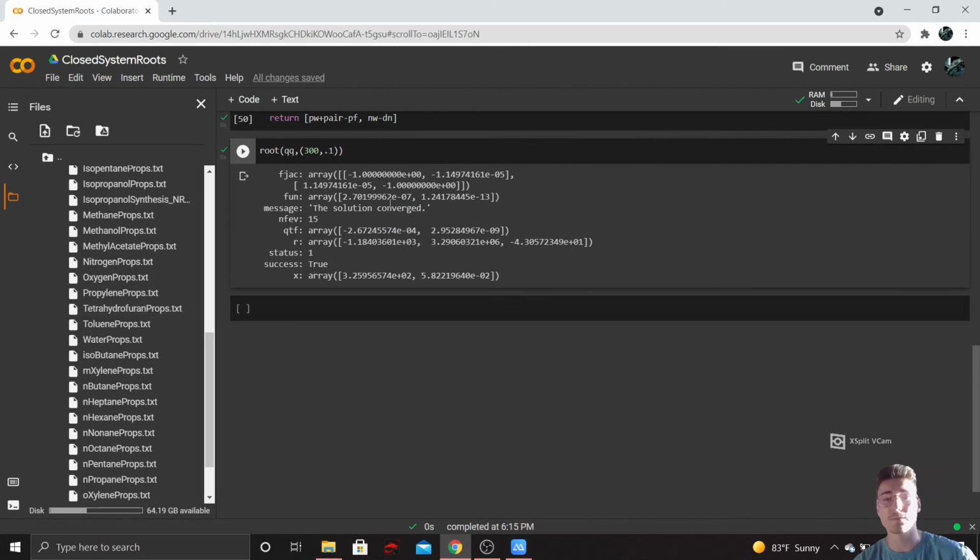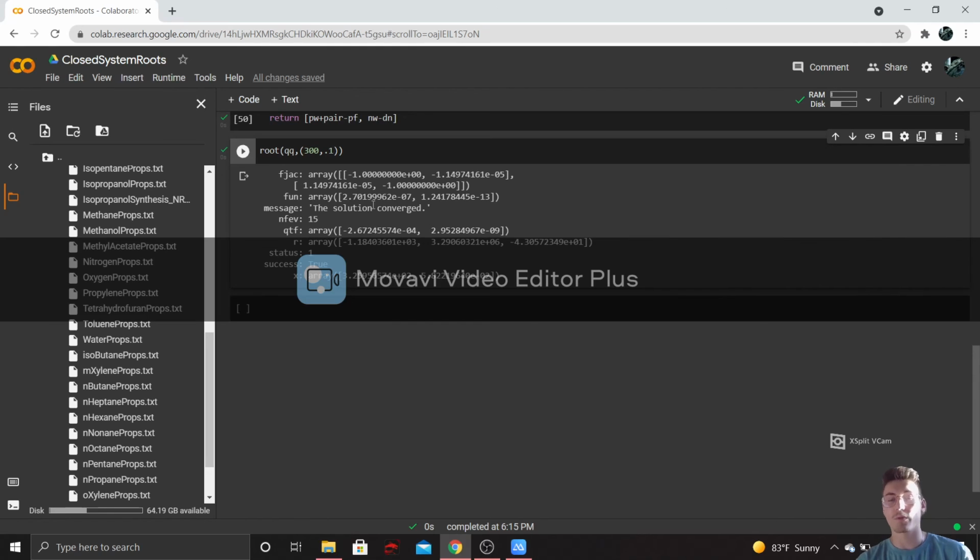So this was the Python code for the ideal gas law with a closed system.